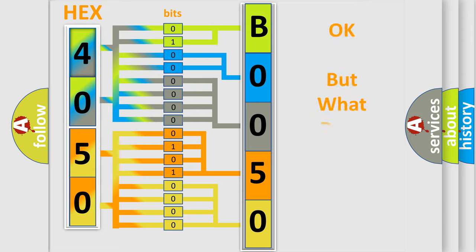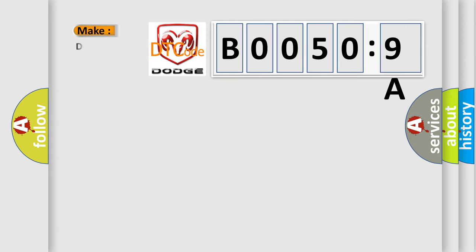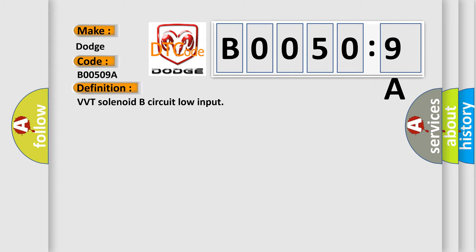The number itself does not make sense to us if we cannot assign information to what it actually expresses. So, what does the diagnostic trouble code B0050-9A mean specifically for Dodge car manufacturers? The basic definition is VVT solenoid B circuit low input.